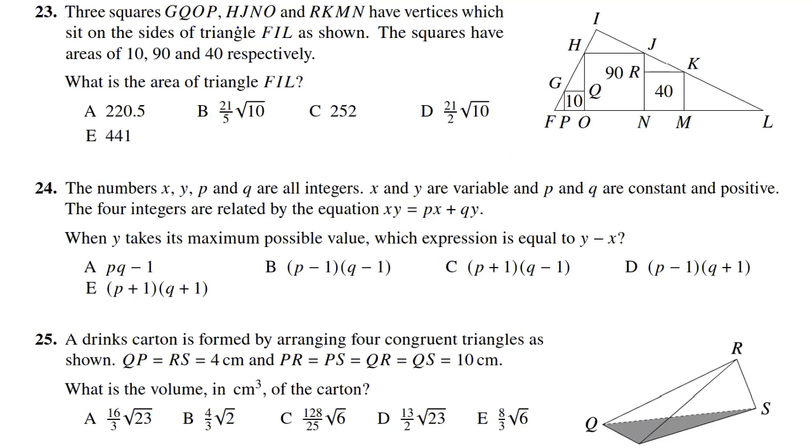Okay, let's try problem 23. 3 squares GQOP, HJNO, RKMN have vertices which sit on the sides of triangle FIL, as shown. The squares have areas 10, 90, 40. These numbers are the areas of these three squares. And it says, what is the area of triangle FIL? The whole figure. So let's try.